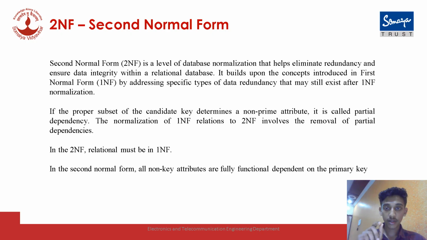Data redundancy may still exist after the first normalization, which we are countering in the second normal form. One thing we have to note is that when a proper subset of the candidate key determines a non-prime attribute, it is called partial dependency. The normalization of 1NF relations to 2NF involves the removal of partial dependencies. So in 2NF, the relation must be in 1NF, and all the non-key attributes are fully functionally dependent on the primary key.